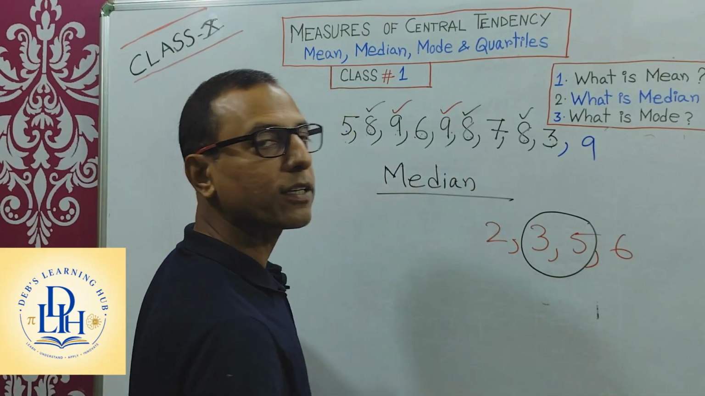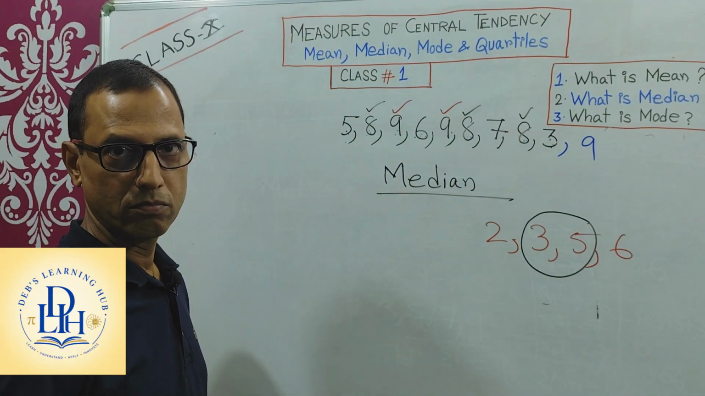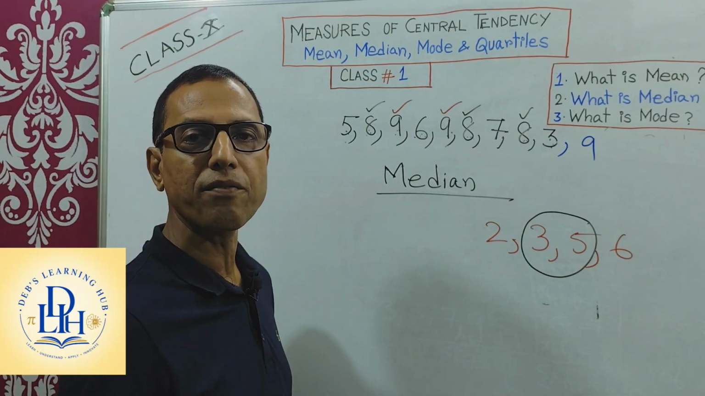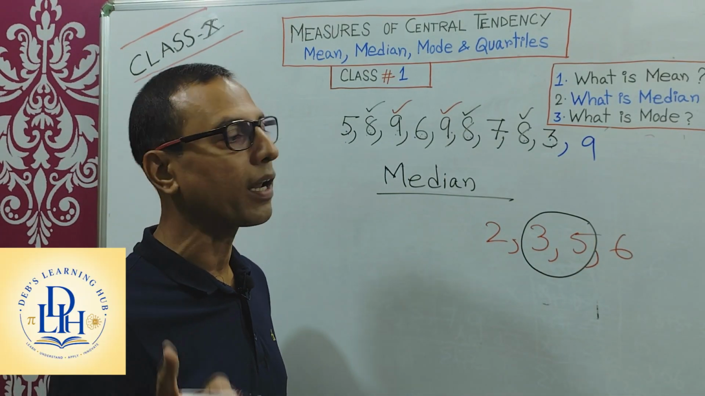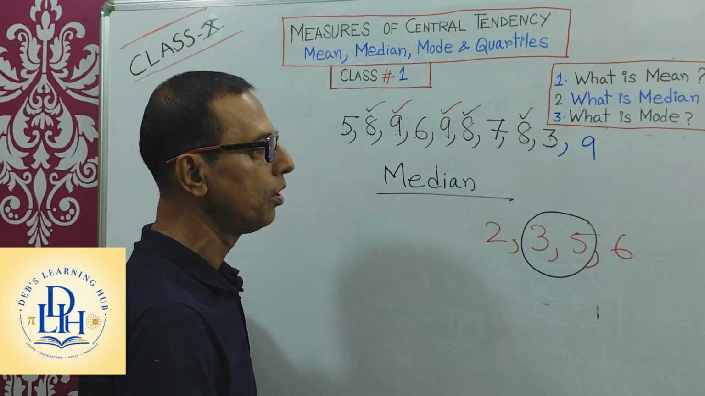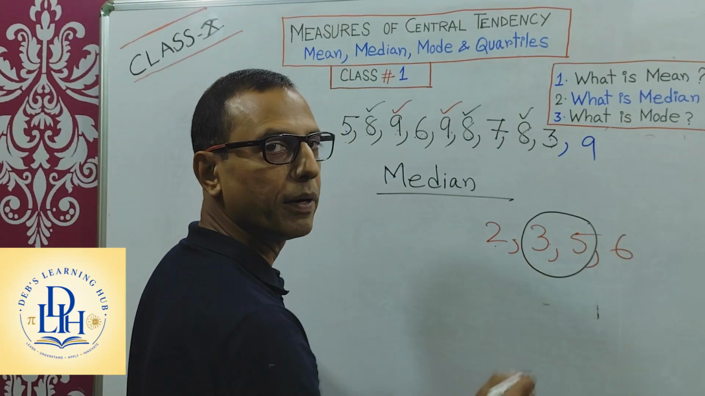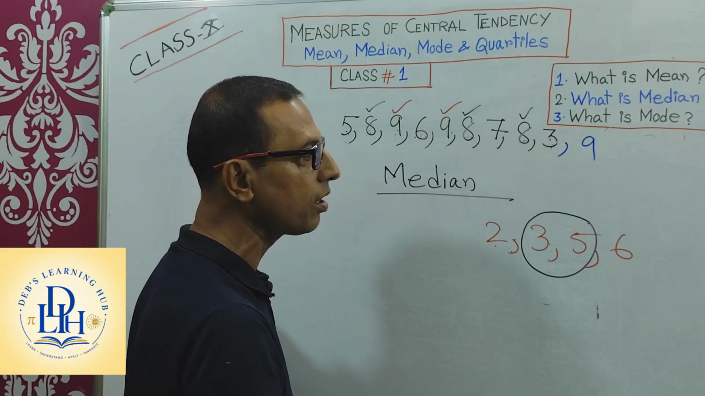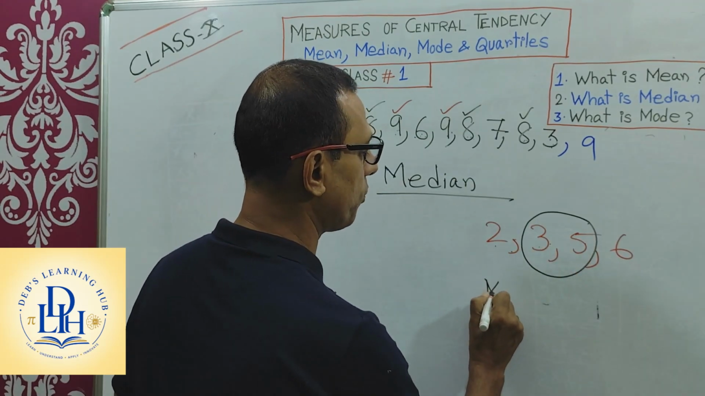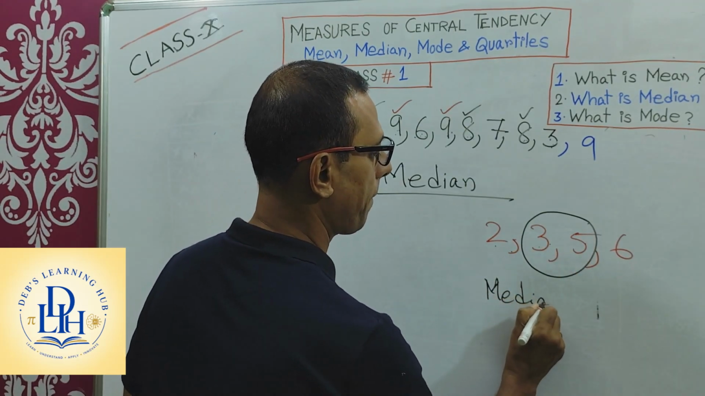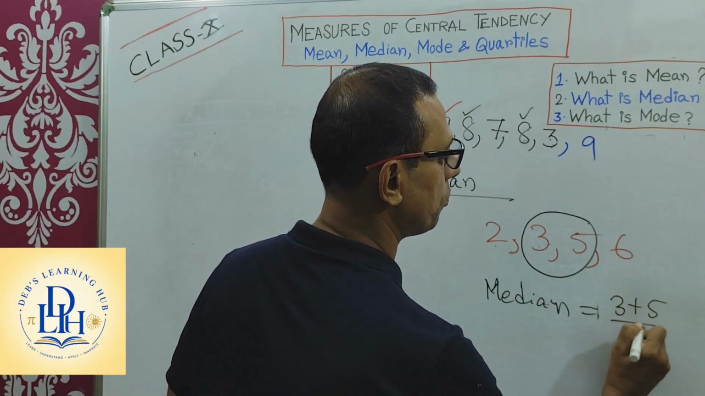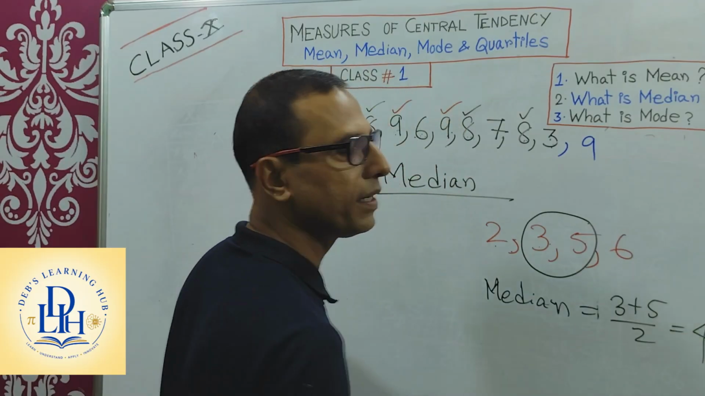So median is actually positional. For even numbers of observations, you will have 2 middle terms, and to find the median you need to take the average of these 2. Here you have 4 numbers, an even number of observations. What is the median? The middle terms are 3 and 5 both. So the median will be the average of these 2, that means 3 plus 5 by 2, that is 4. 4 will be the median.